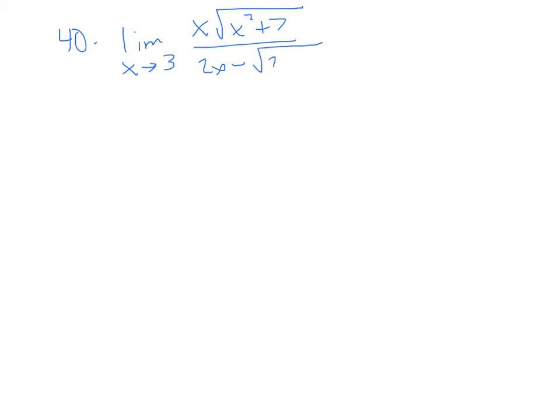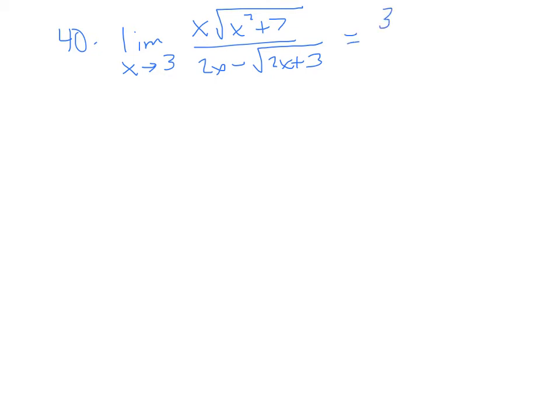Okay, let's take a look at number 40. Continuing with our examples here. Problem 40's got all kinds of crazy stuff. The limit as x approaches 3 of the function x square root of x squared plus 7 divided by 2x minus the square root of 2x plus 3. Okay. Again, the first thing I'm going to try is substitution. So I'm going to put 3's for all the x's.